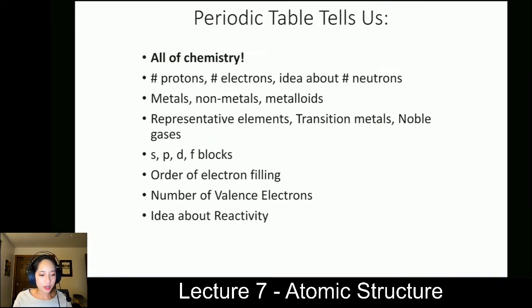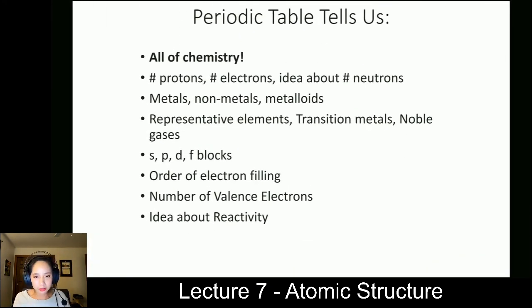Okay, so again, the periodic table tells us tons of stuff. It tells us everything about chemistry. It tells us the number of protons and electrons. It gives us an idea about neutrons based upon their molar masses or atomic weights, although they're weighted averages, but it still gives us an idea about neutrons. The periodic table tells us whether things are metals, nonmetals, or metalloids. We have different names of families or groups of elements, those representative elements like the alkali metals, the alkaline earth metals, the halogens, the noble gases, things like that.